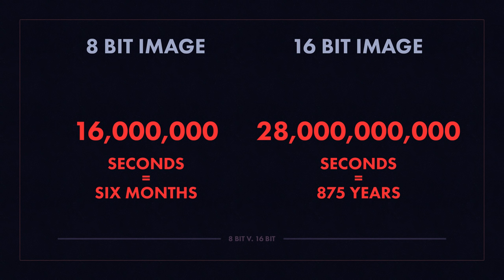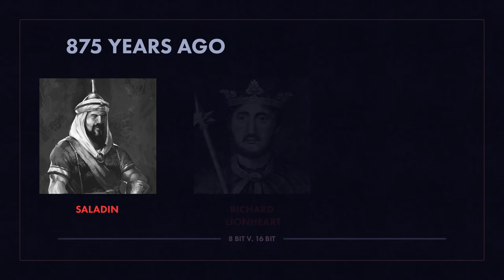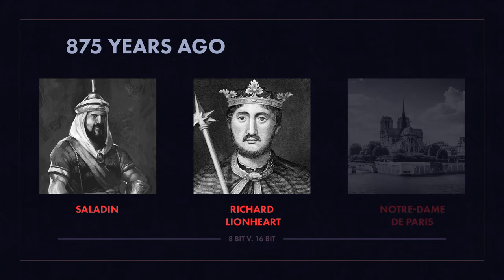That's the difference between jumping back in time to Super Bowl 51 or jumping back to a time when Saladin was kicking some tail all across the Middle East, when Richard the Lionheart was doing his Lionheart thing from Normandy all the way to Jerusalem, and over in Paris, they were just beginning to build the Cathedral of Notre Dame.